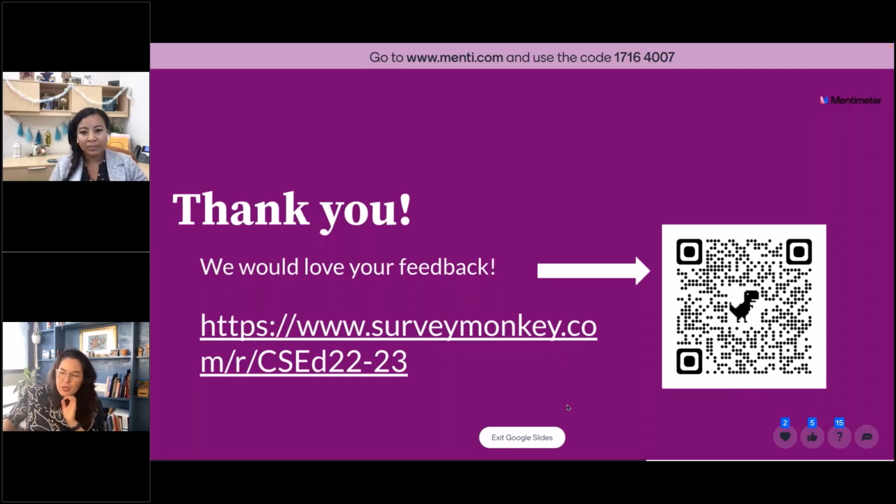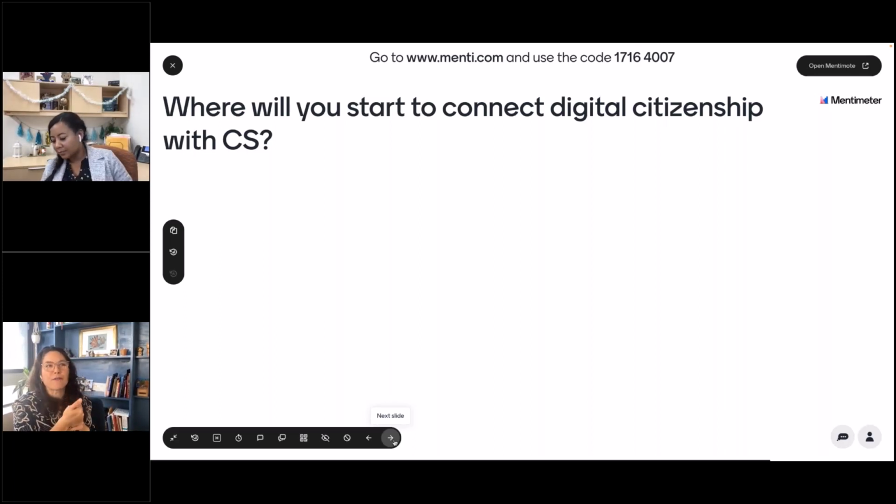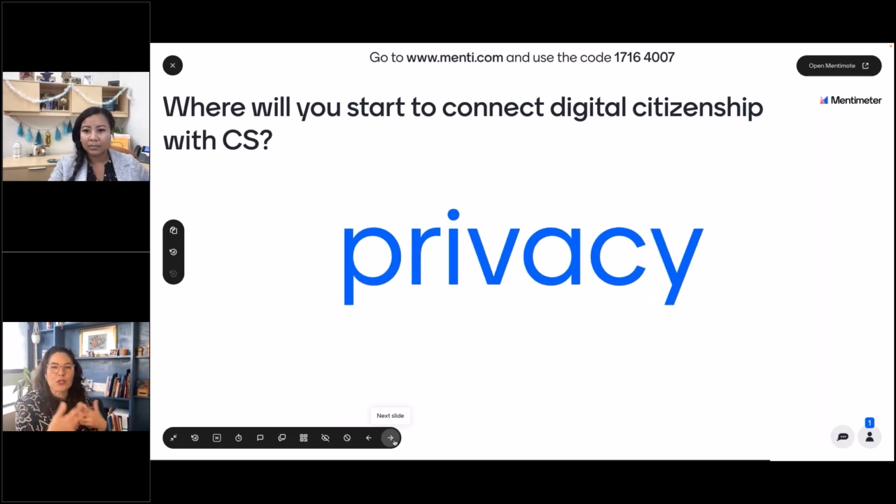But before I do this, I want to ask you, where are you going to start to connect digital citizenship with computer science, right? So what's your first thought when it comes to where will you begin? Which of these 5 pieces, where's the first way that you see a natural connection between digital citizenship and computer science? How are you going to be bringing digital citizenship into the lives of your students?